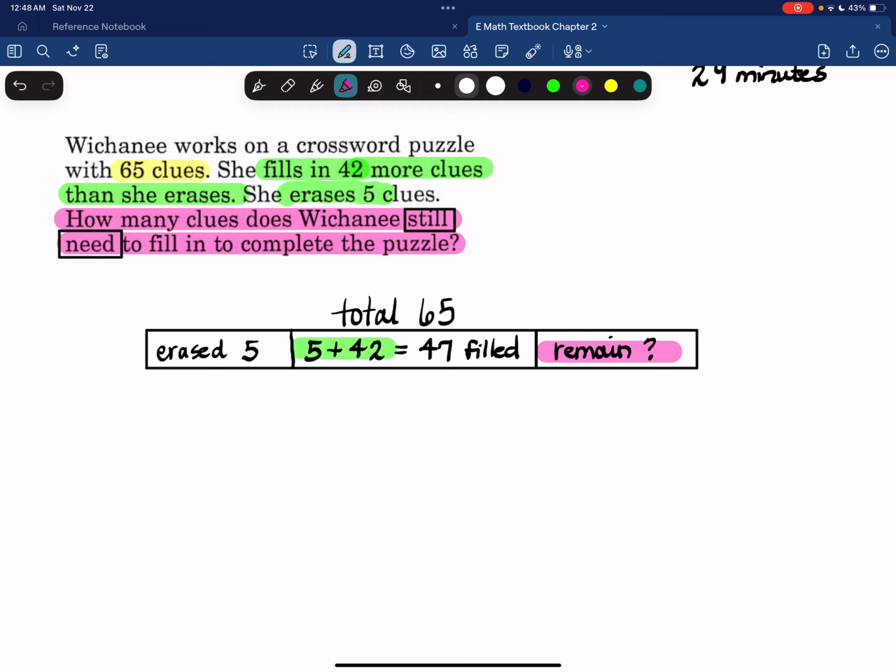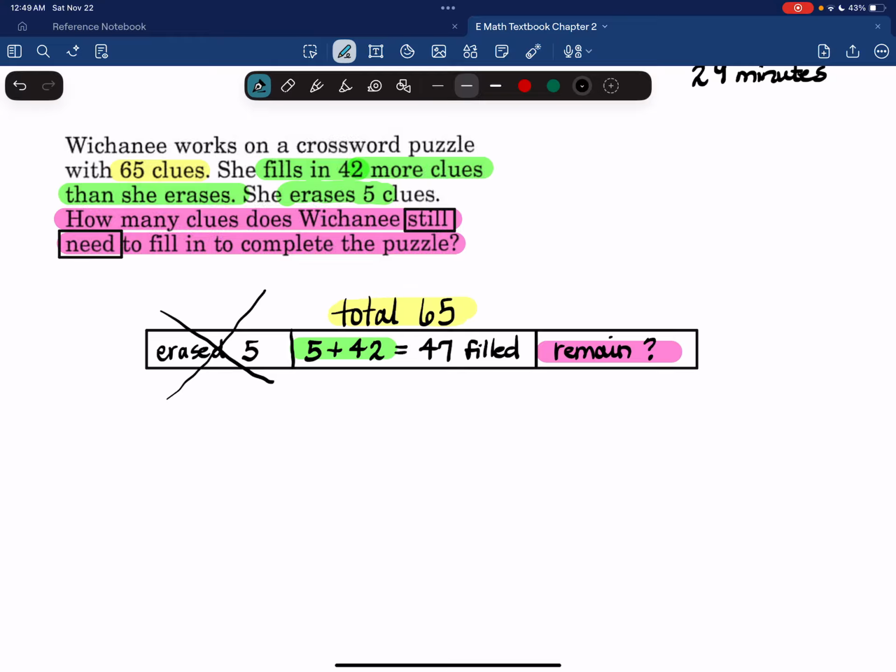This is where it's different. And they absolutely can do this on a test. The erased clues are still remaining. So we are not going to even factor those in. We are just going to look at the number filled and the number remaining. So by taking out that erased part, this becomes a one-step equation again.